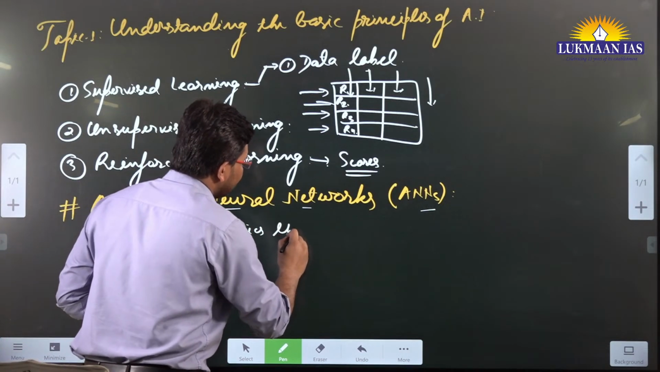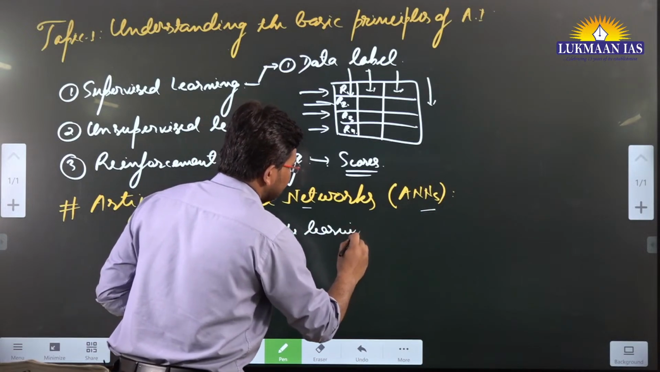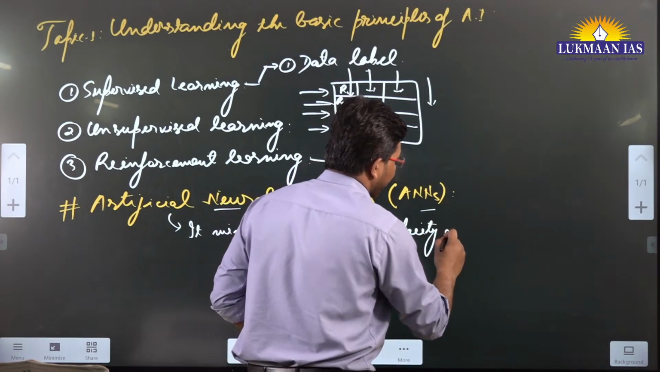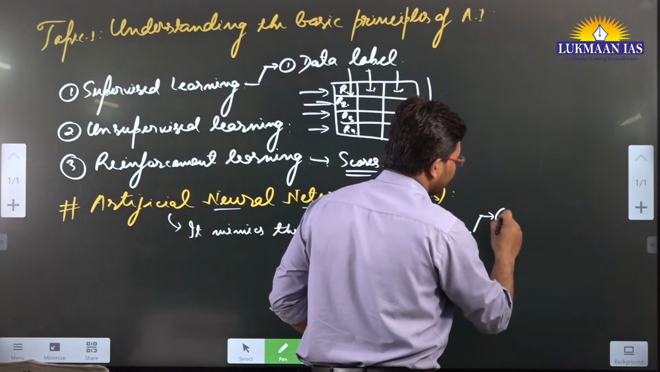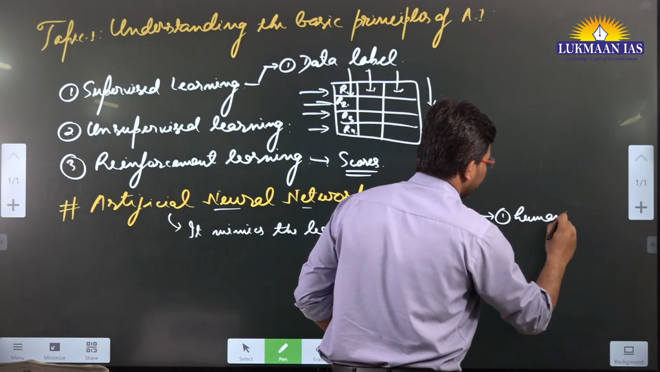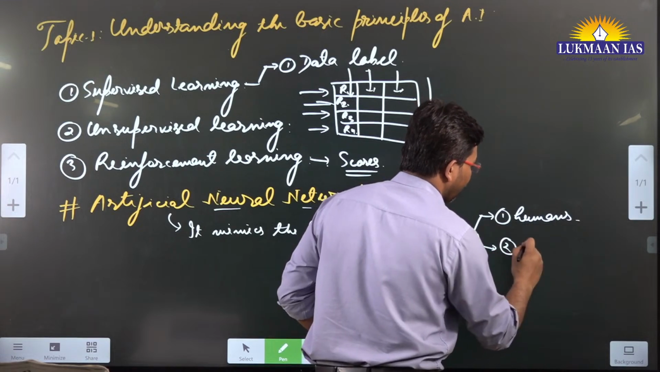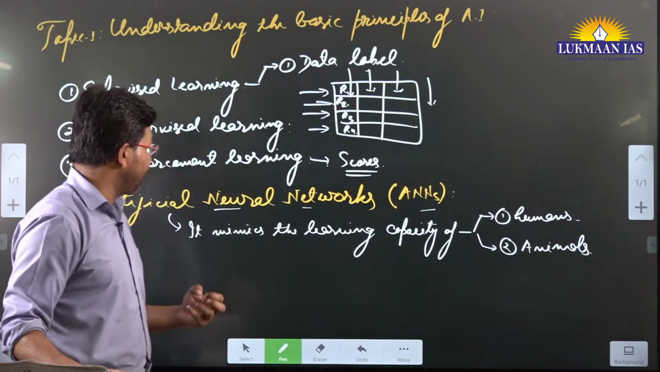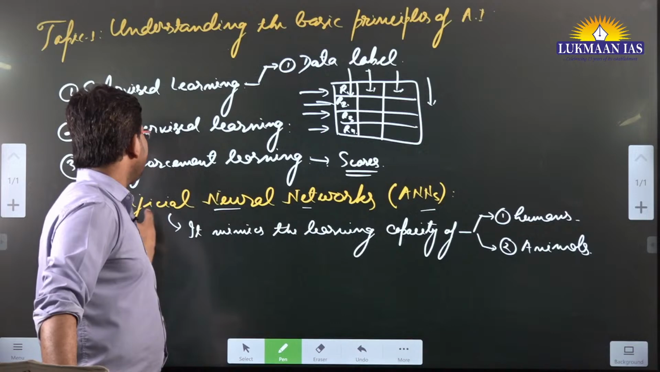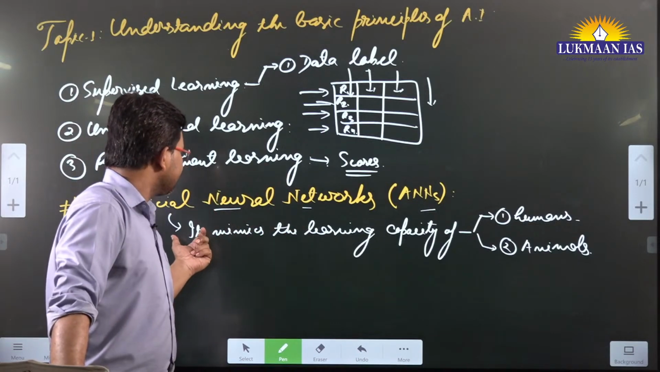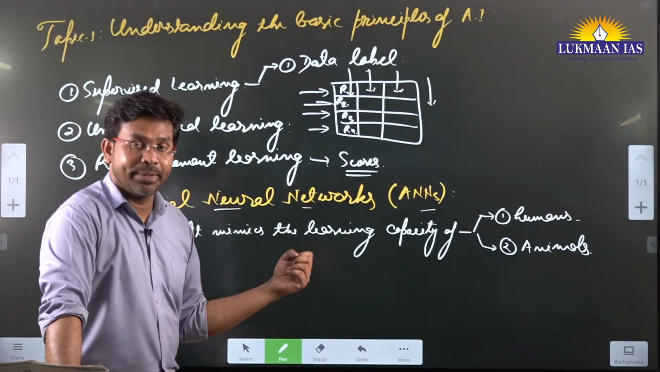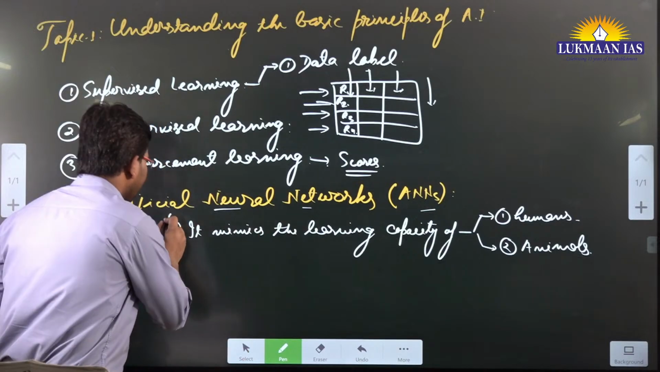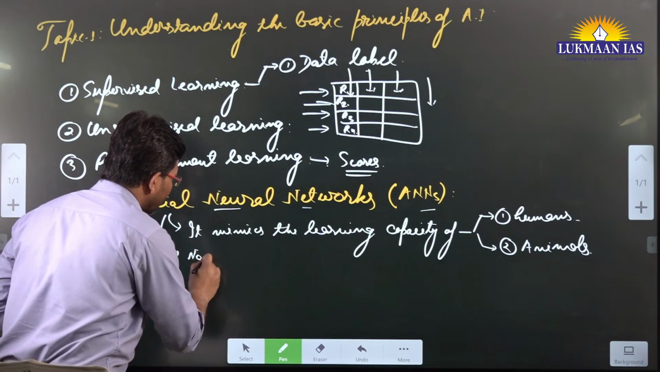the learning capacity of humans, or in a broader sense, animals. The way that animals and humans learn from experience, these things are similarly done by artificial neural networks. So it mimics the learning capacity of human beings, and it mimics the learning capacity of animals. And in the case of artificial neural networks, there are things which are called nodes.